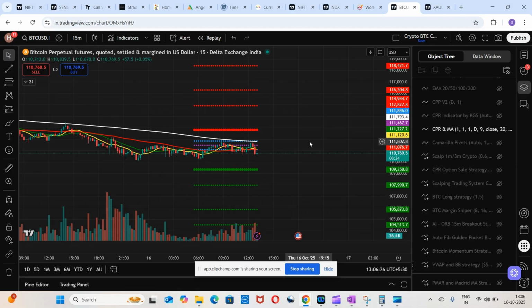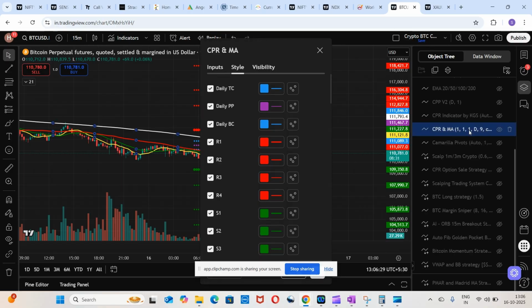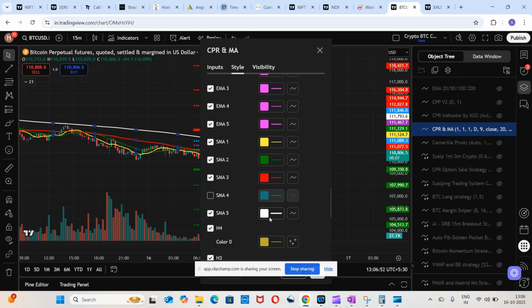We can keep the 50 and 200, but let me just show you. The yellow color is the 9 SMA, the green is the 20 SMA, the red is the 50 SMA, and white is the 200 SMA. The 100 SMA is also there, but we have disabled it. Our plan is to use 9 and 20 for shorter time frames like 15 to 30 minutes, and 50 and 200 for 1 hour time frames.